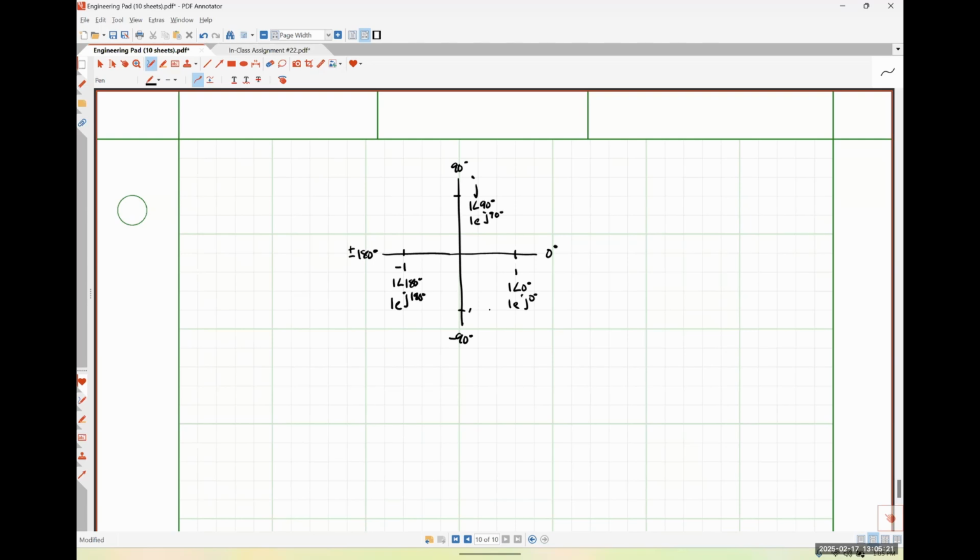And lastly, I've run out of room, so I'll do it down here. If I go -90, that is negative j, or 1 angle -90 degrees, or 1 e to the minus j 90 degrees. So when I had that negative j out in front, that is the same thing as me just shifting the phase angle by minus 90 degrees.